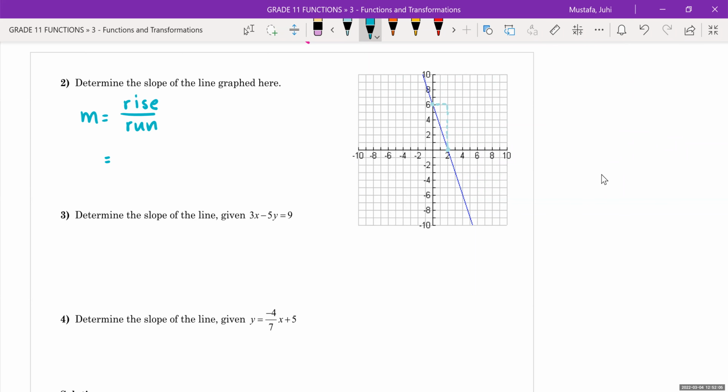My rise, you're starting at 0 and going all the way to 6. My run, I'm starting at 0 and going all the way to 2. And so my final slope is just going to be -3. I just counted. So in this graph, this is the rise over here. I just literally counted up the units. And then for run, I counted across.